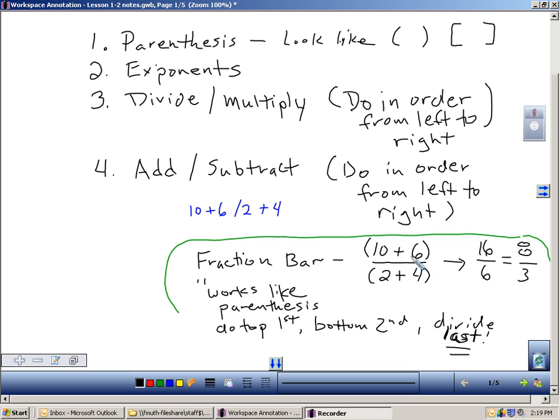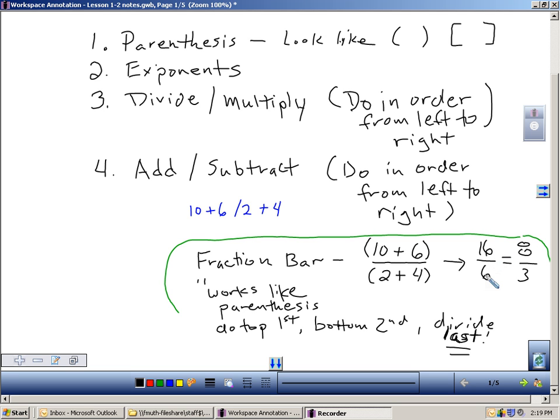Okay? So I can't just do 10 plus 6 is 16 and 16 divided by 2. If I do that, I've screwed up. I got to do 10 plus 6 is 16 on top. I got to do 2 plus 4, that's 6 on the bottom. And now I can try dividing.